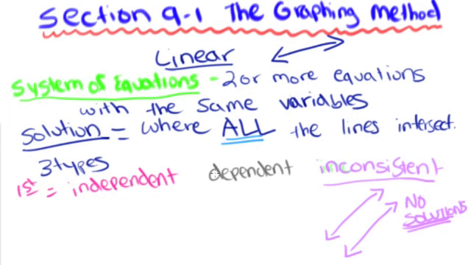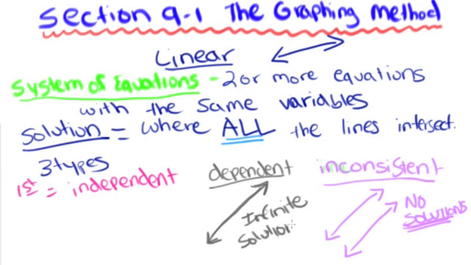And a dependent system is where the lines coincide, or they overlap each other. So there are infinite solutions, because the lines are on top of each other. The lines depend on each other. That's why it's the dependent system.